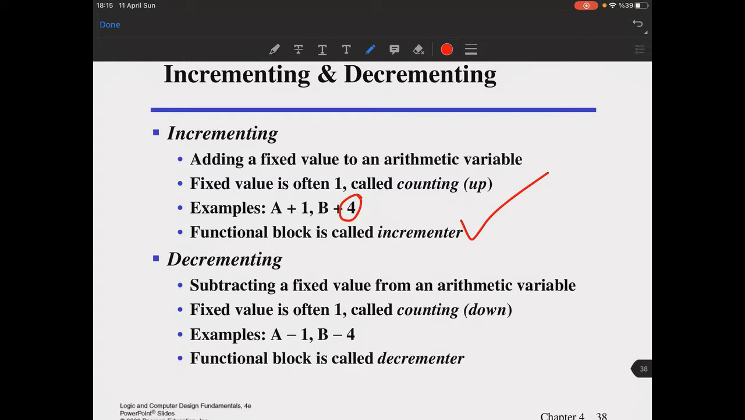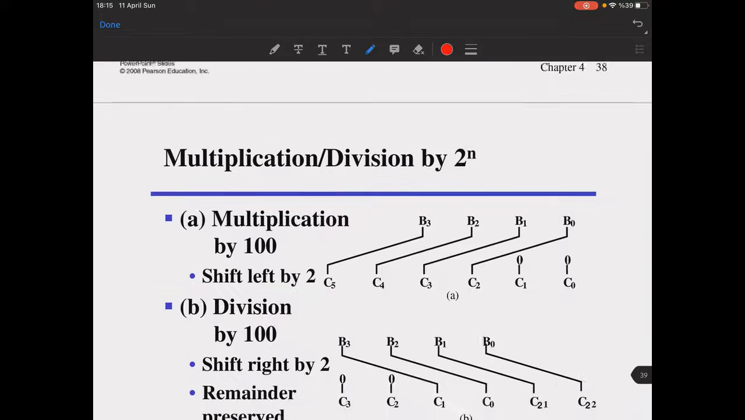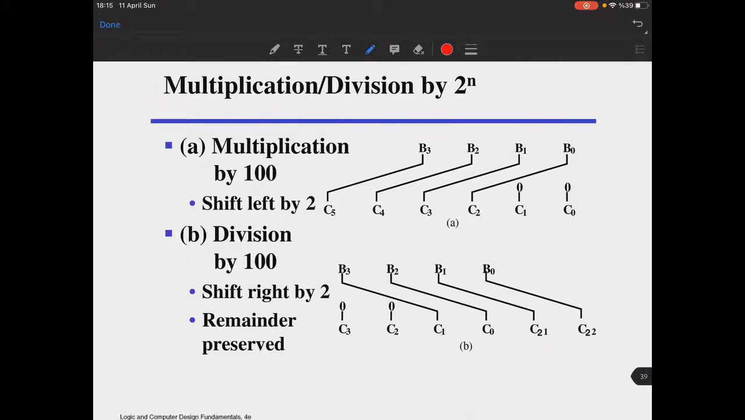And decrementing is subtracting a fixed value from an arithmetic variable. It is called counting down. Usually it's 1, and you can also have it in any way. The functional block is called decrementer. And multiplication and division by powers of 2 are pretty convenient.